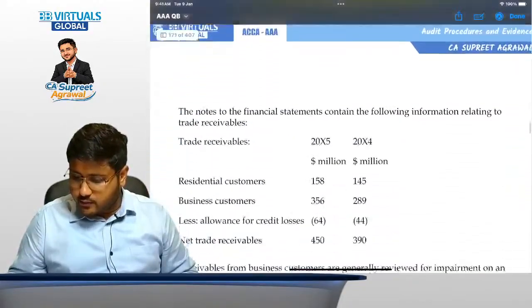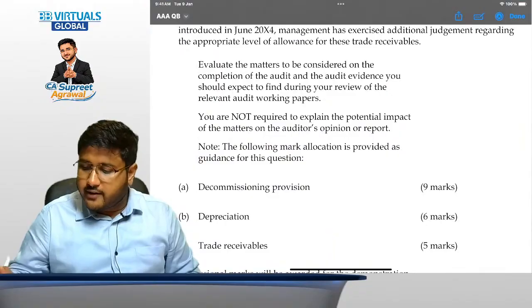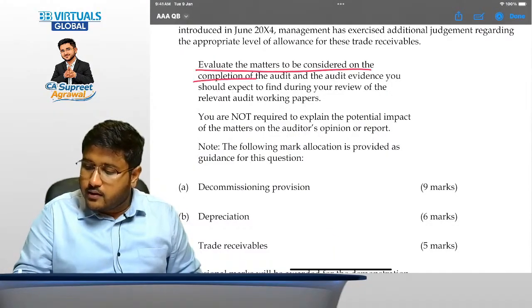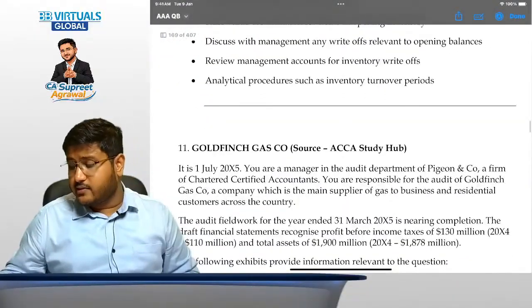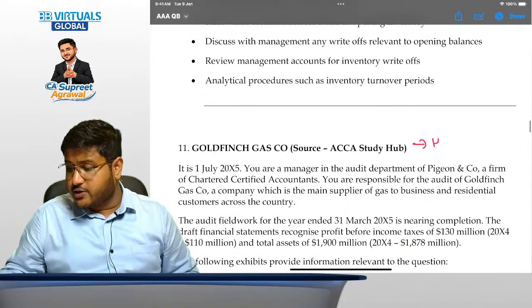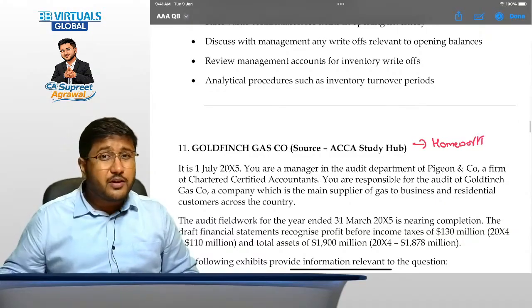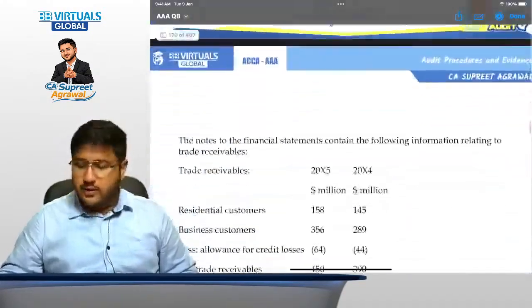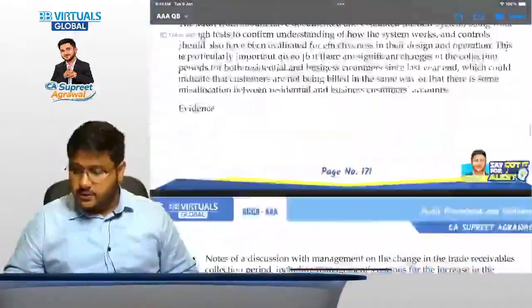Let's read what it is. What is the requirement? Evaluate the matters to be considered and audit evidences. See again, is this a similar question that could be asked in the examination? Yes, a similar question could be asked in the examination also. This happens in the case of AAA. So whenever you see a very big chapter, do not worry about it. There are some similar patterns that could be asked in the examination, right?